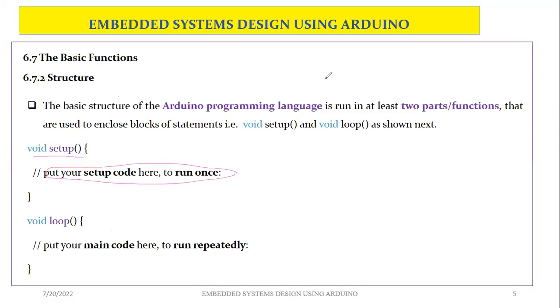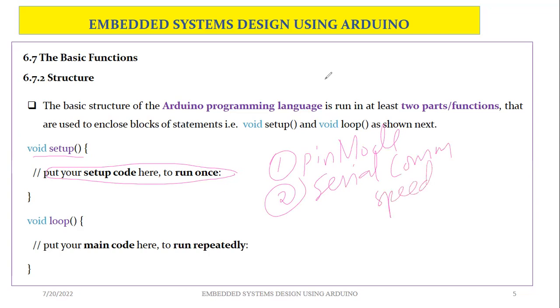Whatever we put there will only be executed once. For example, we can put the pin mode configurations. That is where we use the pin mode function to specify if we want to use the pin as an input pin or output pin. You can also, under the void setup section, specify the serial communication speed. Those are examples of the functions or commands which can be put under the void setup section.